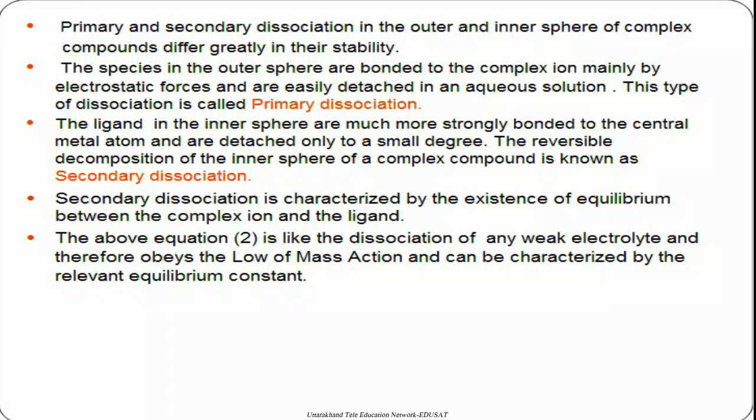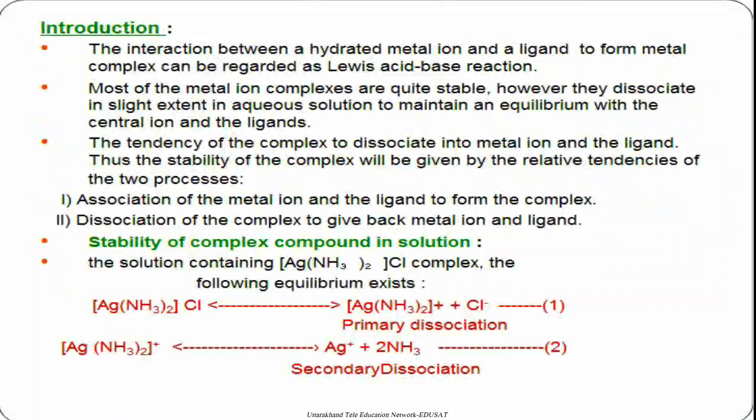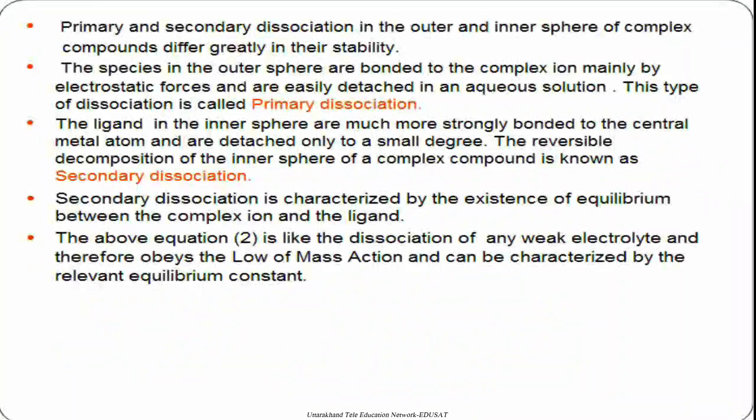Secondary dissociation is characterized by the existence of equilibrium between the complex ion and ligand. As in the earlier slide, we see here [Ag(NH3)2]+ dissociating into Ag+ ion and NH3 molecules, and this dissociation is very feeble, that is in less amount. Therefore, the ligands in the inner sphere are much more strongly bonded to the central metal ion or atom and are detached only to a small degree.